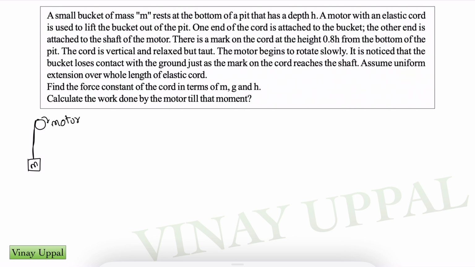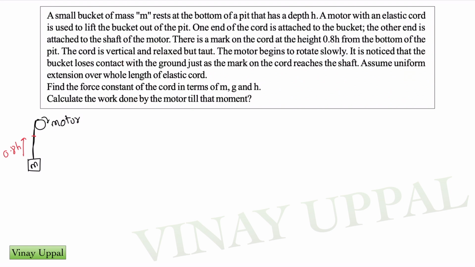And the cord is elastic. There is a mark on the cord at the height 0.8h from the bottom of the pit. So let's say there is a mark here. This is 0.8h. The cord is vertical and relaxed but taut.